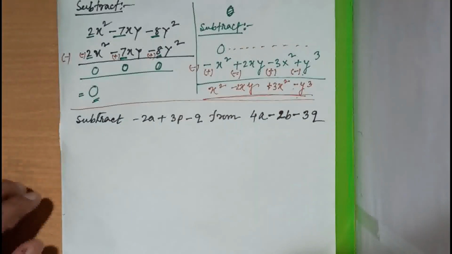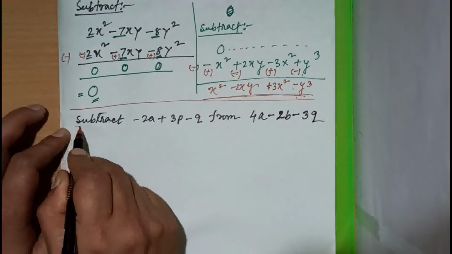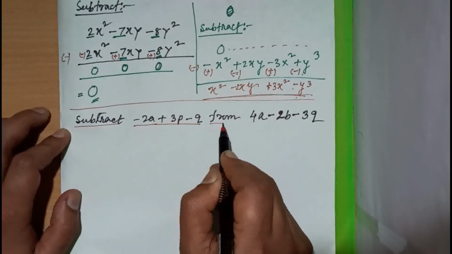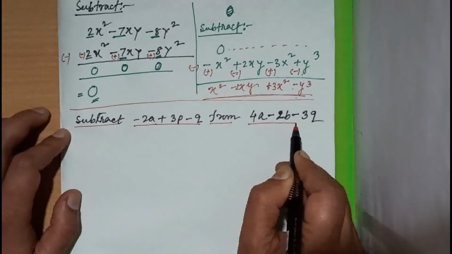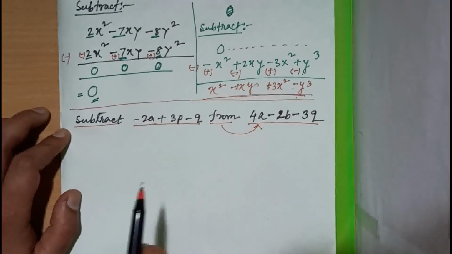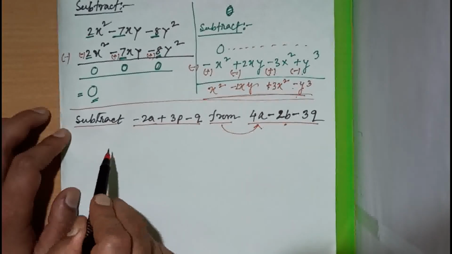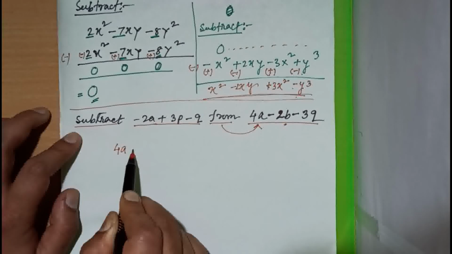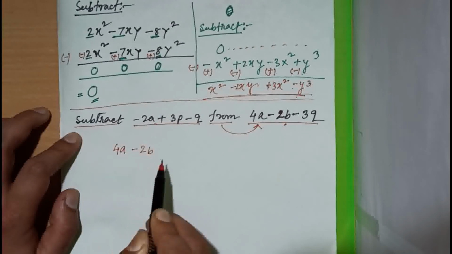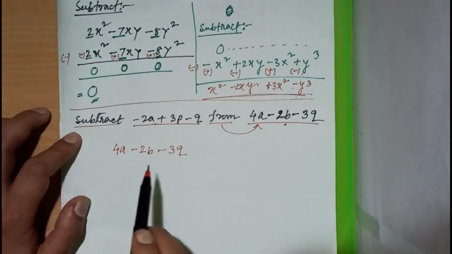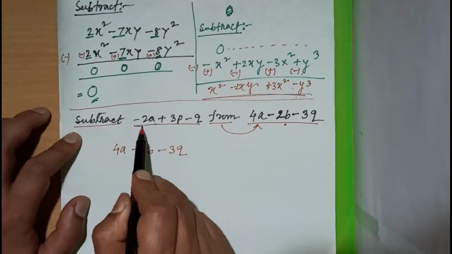Now let us do this example. Subtract minus 2a plus 3p minus q from 4a minus 2b minus 3q. So at first we will write this expression first: 4a minus 2b minus 3q.